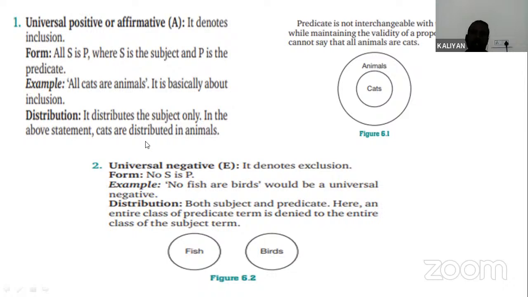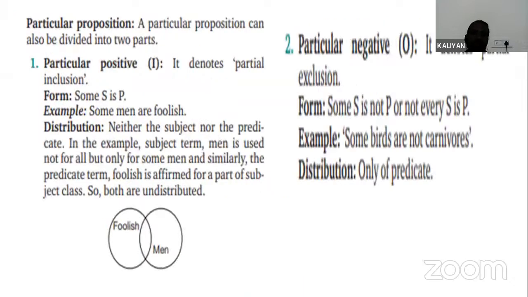And second is the universal negative, denoted E. The form is "No S is P", where S is the subject and P is the predicate. Example: no fish are birds. Here there is no relationship between fish and birds; it means no fish are birds. Both subject and predicate are distributed. So this is the universal negative, denoted E. And next are the particular propositions.